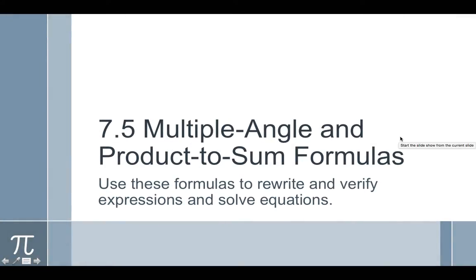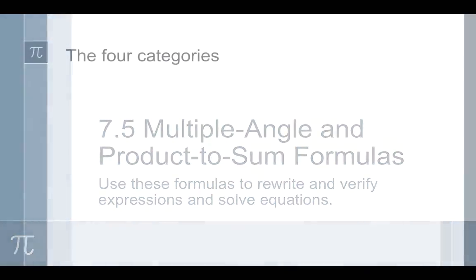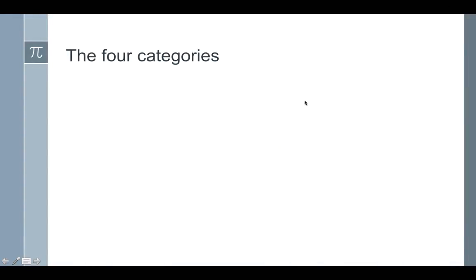All right, welcome, ladies and gentlemen, to the last section of our chapter 7. This is 7.5, obviously, if you're looking at that page there. This is the last of our identities. There are quite a few of them, so we need to get through all of them. All right, so let's go ahead and take a look at what this is going to look like today.